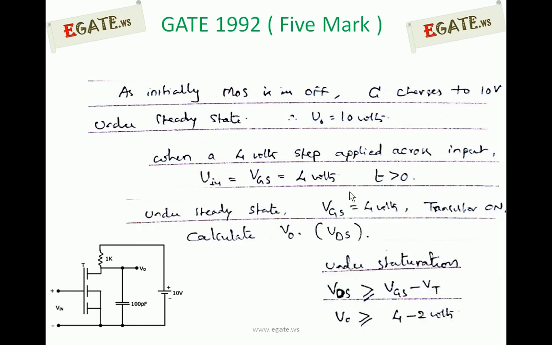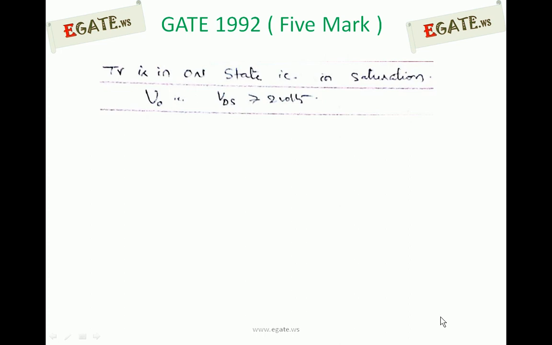The condition for saturation is VDS should be greater than or equal to VGS minus VT. This is the condition for the saturation region of a MOSFET. VDS, the drain to source voltage, is nothing but V0 from this diagram. So V0 should be greater than or equal to VGS minus VT. We are applying 4 volts input, so 4 minus the threshold voltage of 2 volts. So V0 should be greater than or equal to 2 volts.